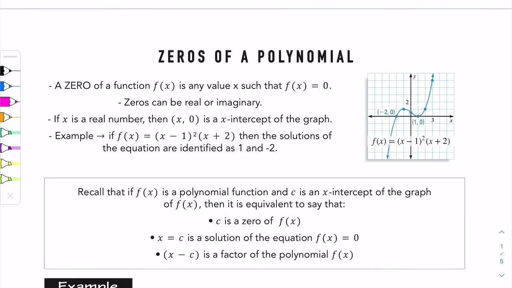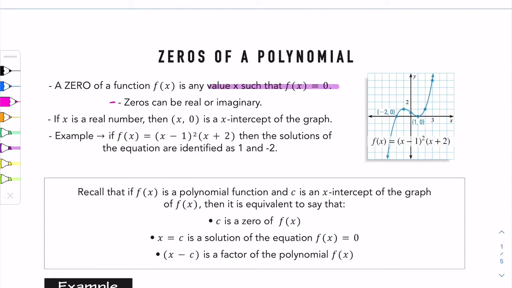Okay, zeros of a polynomial function. So a zero of a function is any value of x that creates an output, or an f of x value, of 0. Zeros can be real or imaginary. If x is a real number, then x comma 0 is the intercept.